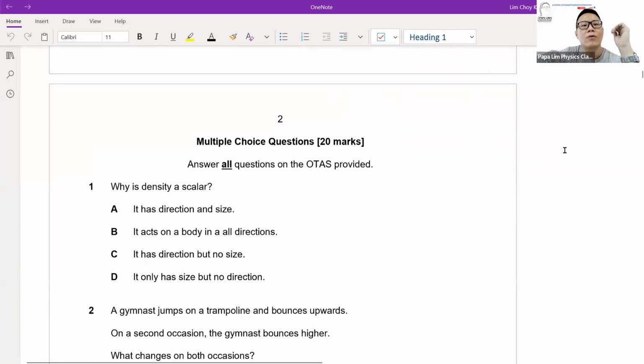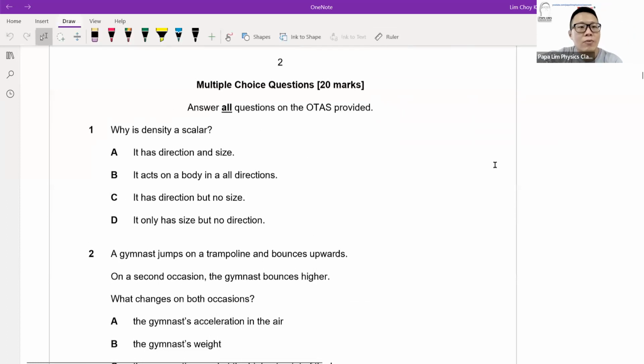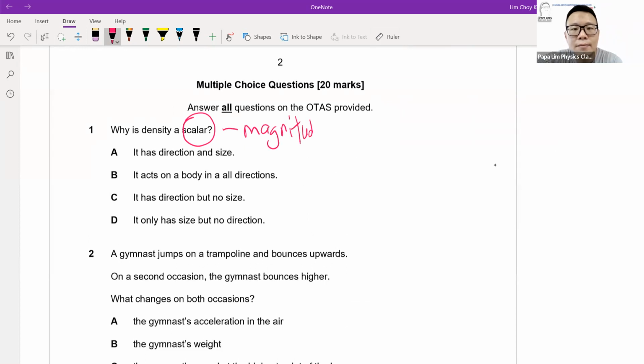Now, the first question I would say is quite straightforward. It's a basic question on scalar and vector. What is a scalar? What is a vector? Remember the main difference between vector and scalar is in terms of its components. A scalar has magnitude only, no direction. So this is one of the reasons why the answer for this question, density, is a scalar, because it only has size but no direction. Vector is magnitude and direction.